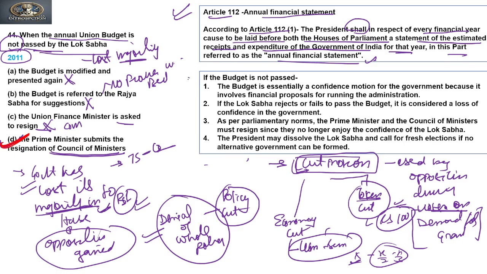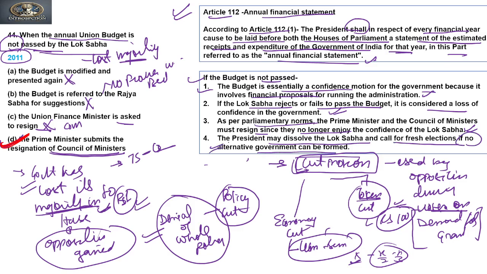Now see what will happen, see the explanations too. If the budget is not passed, then the budget is essentially a confidence motion for the government, because it involves financial proposals for running the administration. If the Lok Sabha rejects or fails to pass the budget, it is considered a loss of confidence in the government. As a parliamentary norm, the Prime Minister and Council of Ministers must resign, since they no longer enjoy the confidence of the Lok Sabha. The president may dissolve the Lok Sabha and call for fresh elections if no alternative government can be formed.